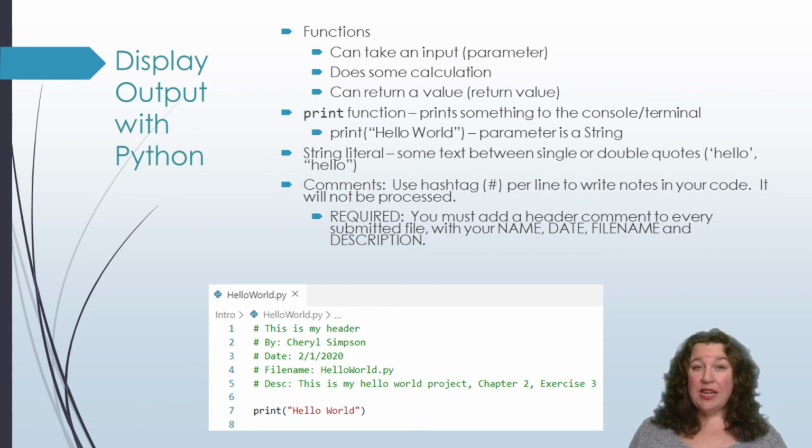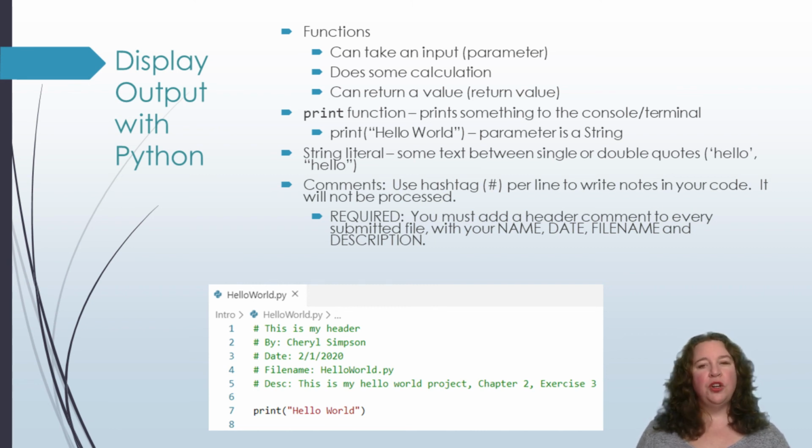In this course, I will require a header comment on every single file you submit. So in this case, I've given you an example of a header comment. It's going to say who wrote it, your name, the date that you wrote it, the file name itself, and then a description of that file. So what is this project? What is it for? What chapter? What exercise number? Things like that. Those are going to go into your header.